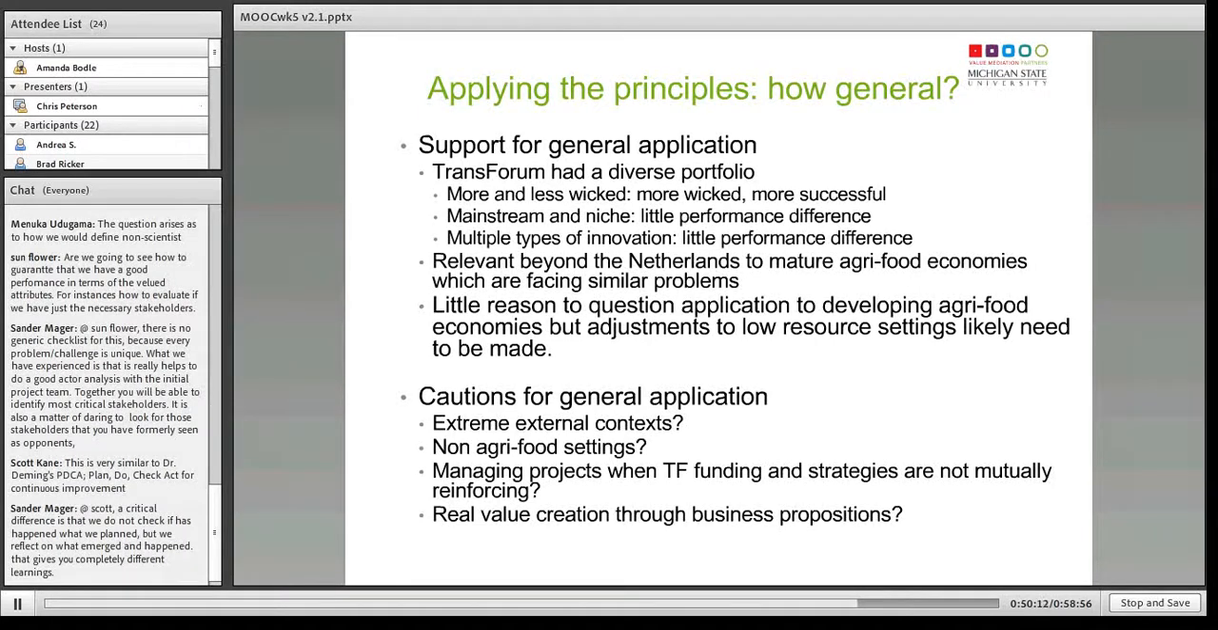And then managing projects when Transforum funding and strategies are not mutually reinforcing. For example, projects that engage with Transforum were able to get a very significant amount of funding from Transforum that helped keep the project folks keep their nose to the grindstone in terms of doing all of these things implied by the principles.